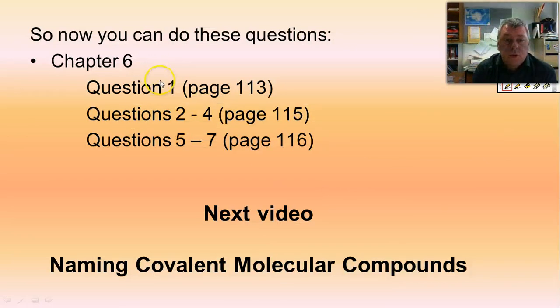So now you can do all these questions, and in your OneNote this will be described to you. There's the page numbers for you, because everyone has trouble finding the pages where the questions are. And the next video we're going to look at is how we name covalent molecular compounds. So, see you next time.